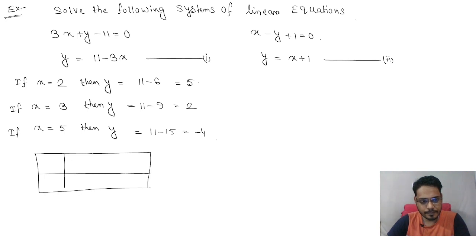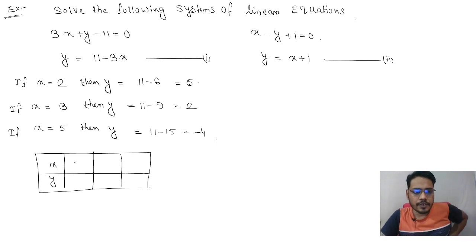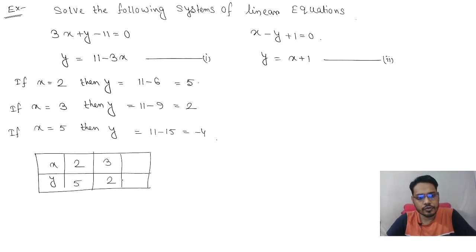So it is x, it is y. If x is 2, y is 5. If x is 3, y is 2. If x is 5, y is minus 4. Now in the second equation, if you plot that, just put the value.